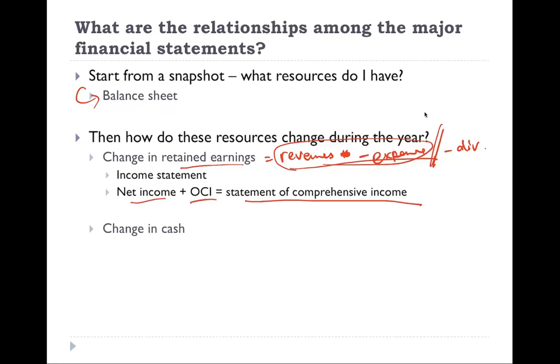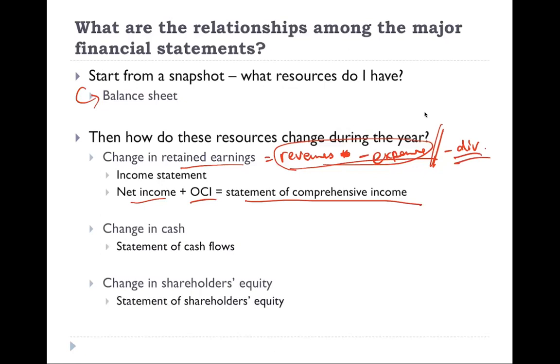If you want to know how cash changed during the year, you look at the statement of cash flow. If you want to know how stockholders' equity changed during the year, including how much dividend the firm paid out, you look at the statement of stockholders' equity. Those are the basic relationships among those financial statements, and that's all I want to cover in today's class.